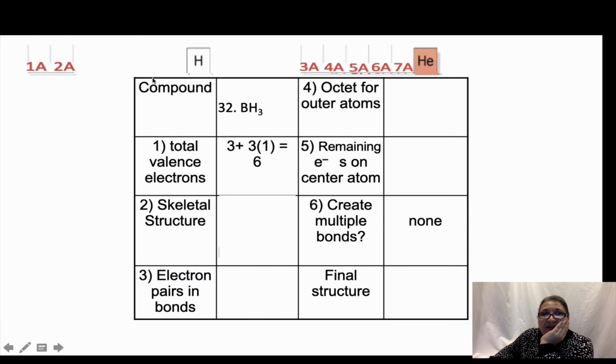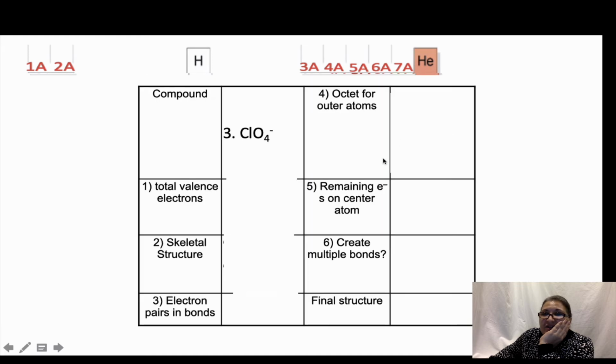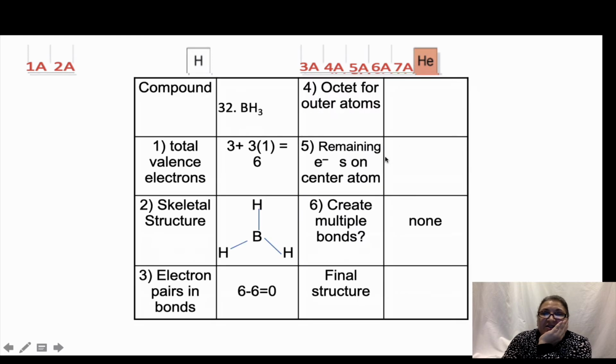BH3. B is in 3A. And hydrogen is 1, but there are 3 of them. We have 6. Connect them. So we subtract 6, because 1, 2, 3, 4, 5, 6. And we have nothing left, and we cannot have a double bond with hydrogen. So that's the structure right there.